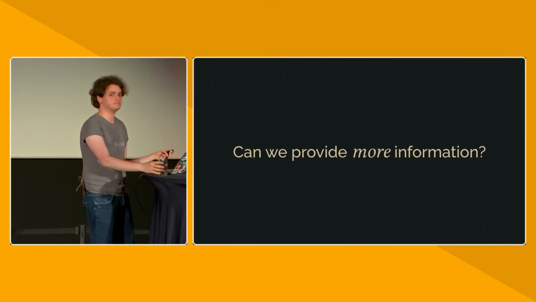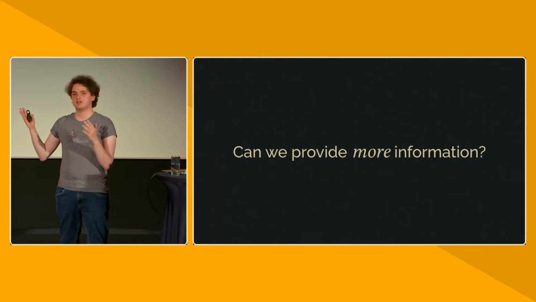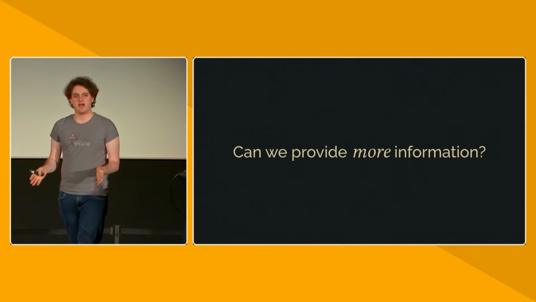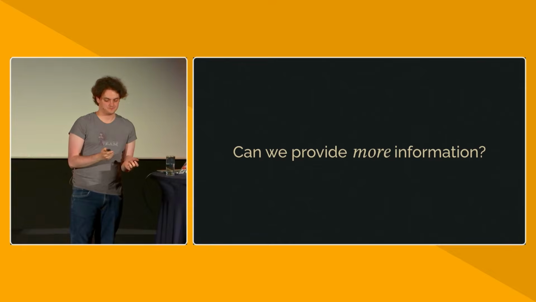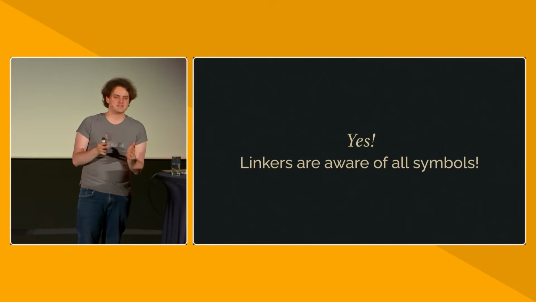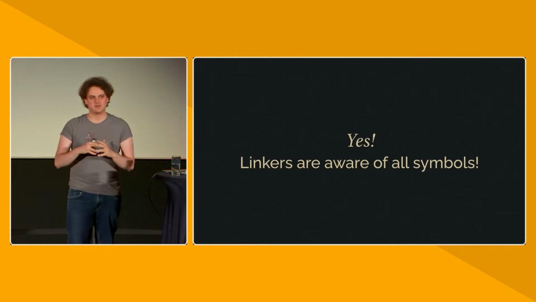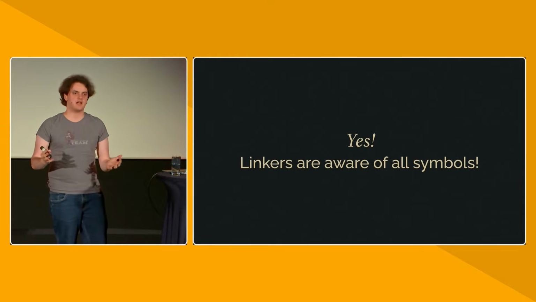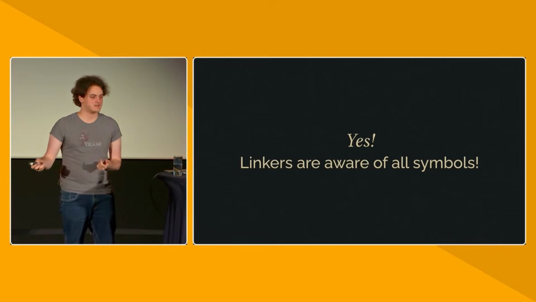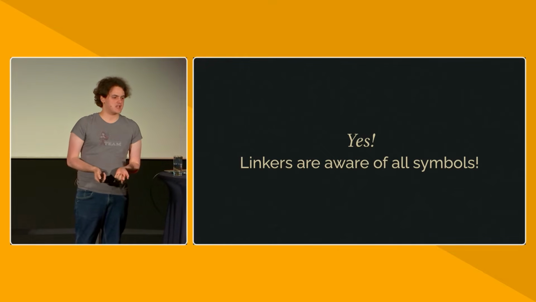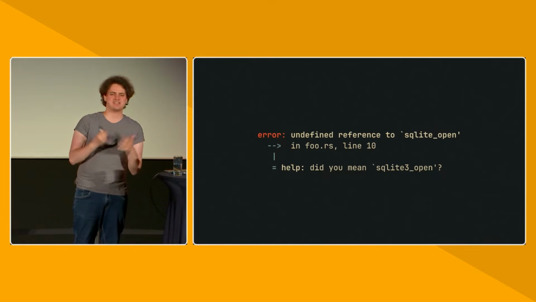Can we do better? We just reformatted what linkers emit now. Can we do something more? Turns out, yes. Because linkers are linking together your whole program with all of the libraries, they know all of the symbols, all of the functions that are present. Why can't the linker just say, did you mean sqlite3_free_open?